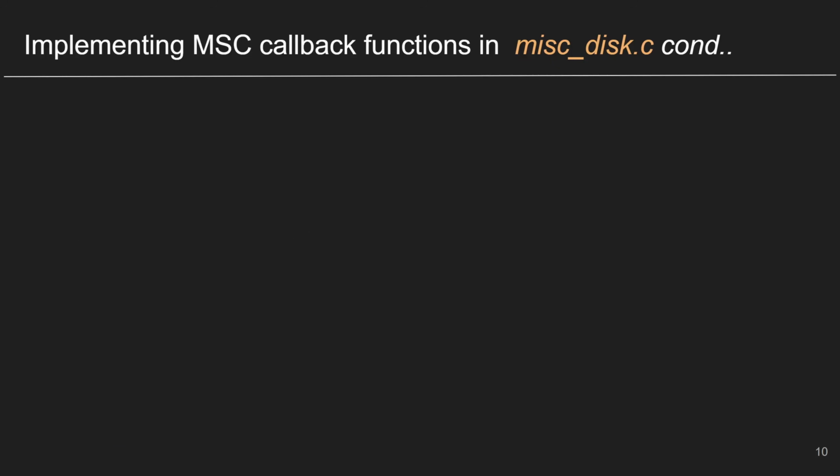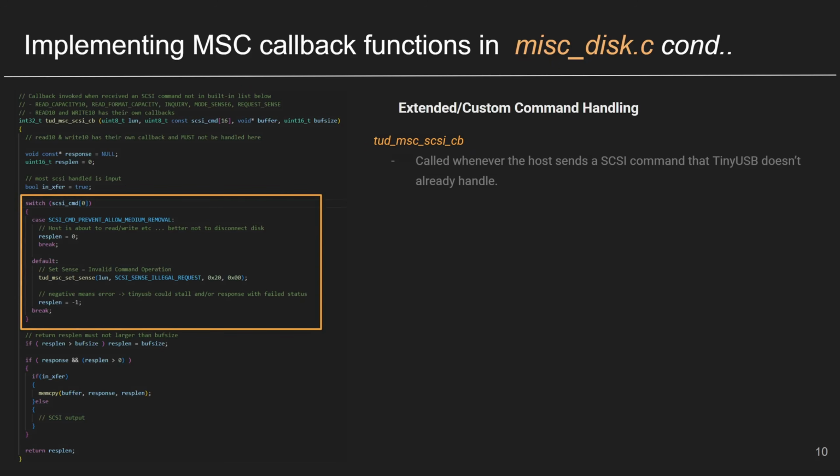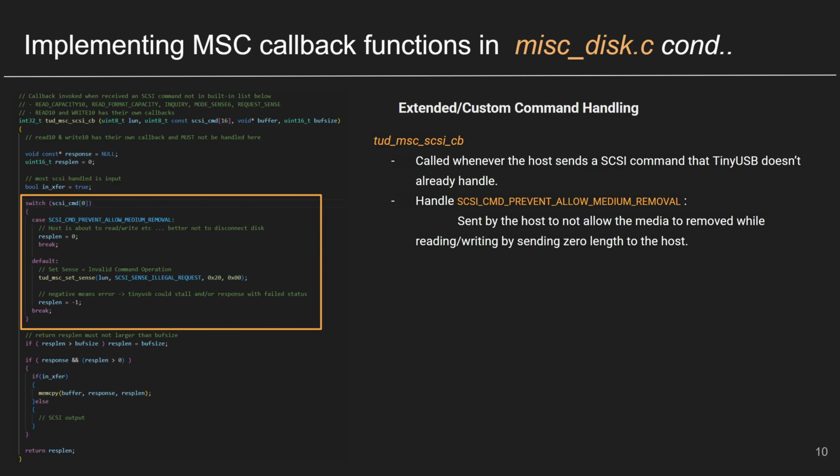Finally, we will handle the extended custom command using the SCSI callback function. This function is invoked from TinyUSB when it receives any command that is not handled by it. Here we are handling a particular command called prevent_allow_medium_removal that is sent by the host to direct devices not to disconnect while reading and writing. For the rest of the unknown commands, we are sending an invalid response via the TUD set sense. In both cases, we will be sending an empty response to the host.